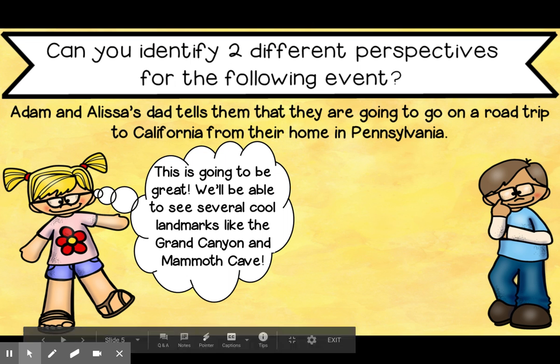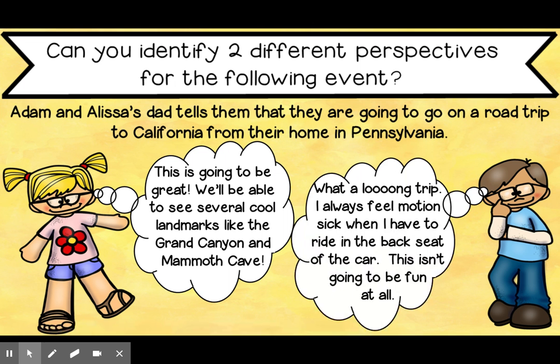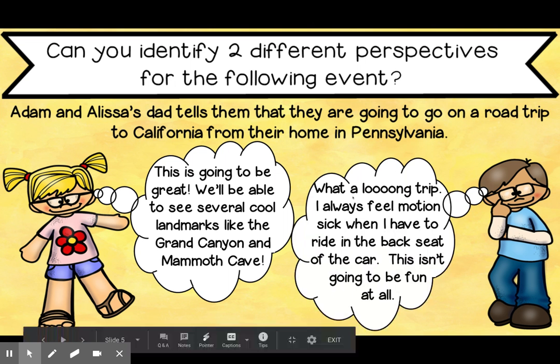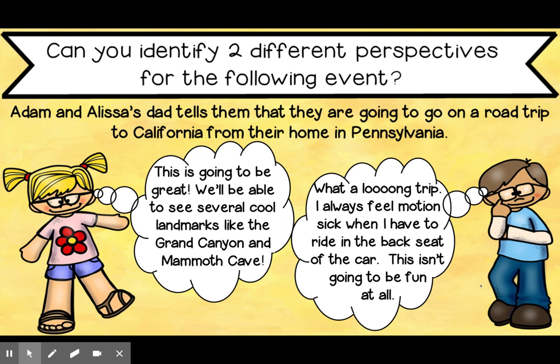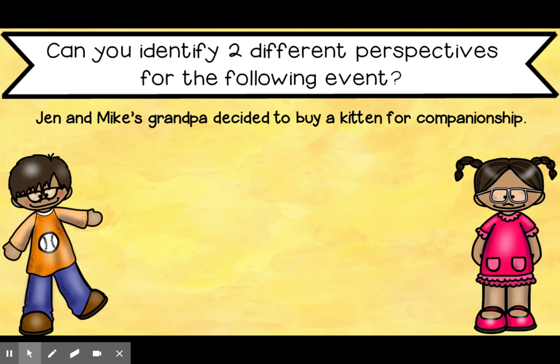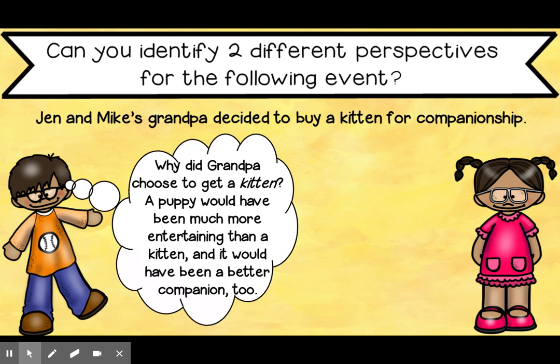And then you have Adam. What a long trip. I always feel motion sick when I have to ride in the back seat of the car. This isn't going to be fun at all. So what do you think Adam's perspective is? Let's try again with Jen and Mike. Jen and Mike's grandpa has decided to buy a kitten for companionship. Why did Grandpa get a kitten?